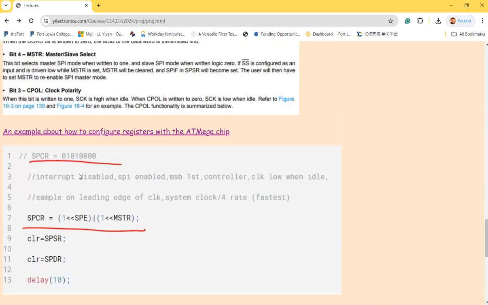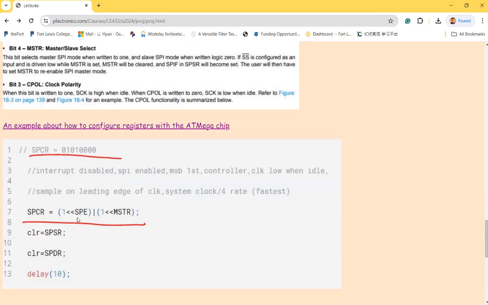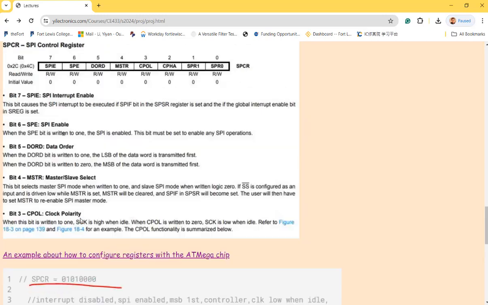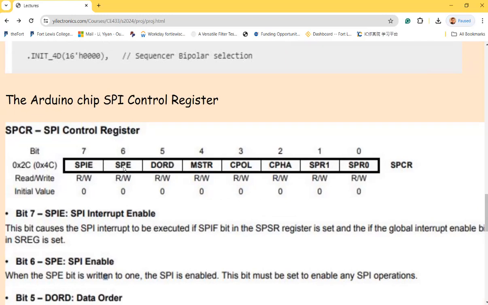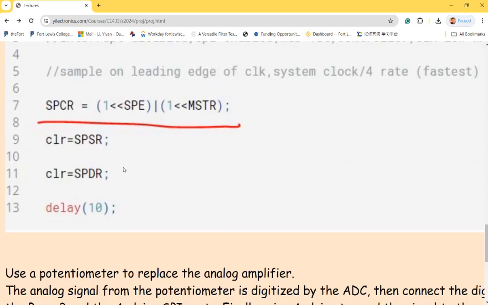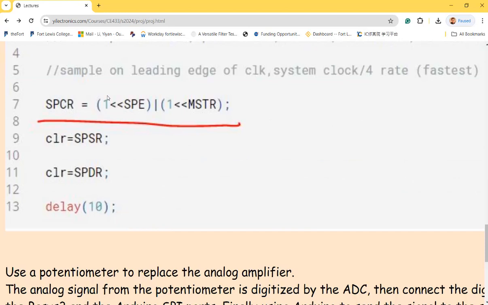How that works. So the SPE keyword in Arduino's IDE, what's the number of it? SPE's number is 6. If you shift 1, so what does this do in C++? What does this do? 1 shift. You are shifting a 1, just a binary number, to the left by 6 digits.